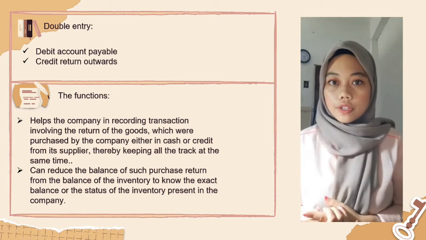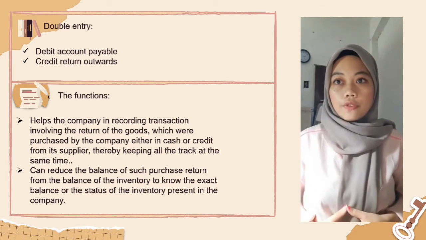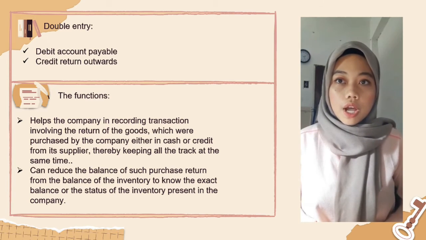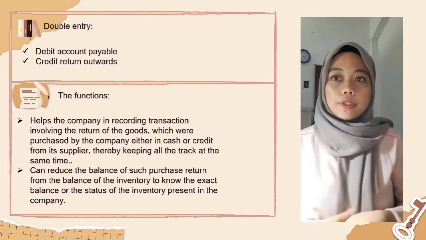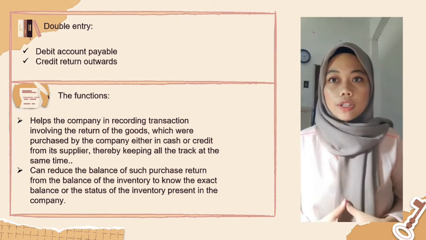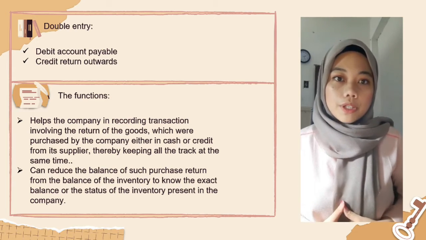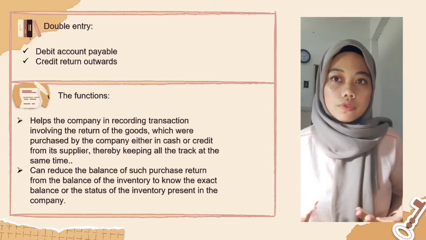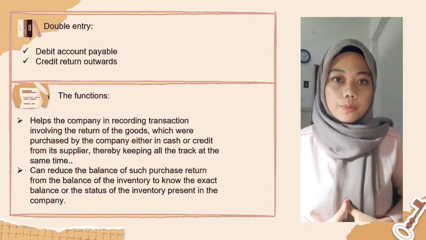The function of returns outwards is to help the company in recording transactions involving the return of goods which were purchased by the company on credit or cash from the suppliers, thereby keeping track at the same time. And we can also subtract the balance of purchase returns from the balance of inventory to know the exact balance or the status of inventory present in the company.